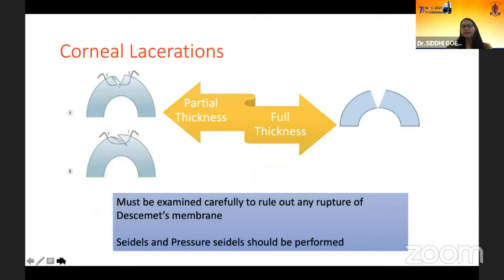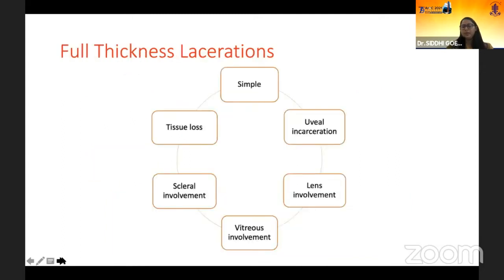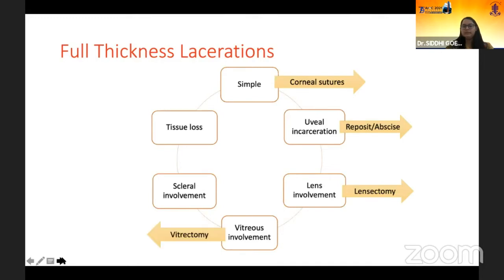So coming down to corneal lacerations, they can be further divided into partial thickness and full thickness lacerations. As discussed, Seidel's test and pressure Seidel's test should be performed to differentiate between the two. Now coming to full thickness lacerations, they can be simple lacerations, which can be simply managed with corneal sutures. If there's associated uveal incarceration, it can either be reposited or abscised based on the scenario of the case. If there's associated lens involvement, a lensectomy may be required. If there's associated vitreous involvement, we may have to go ahead with a vitrectomy. For scleral involvement, we need scleral sutures. And if there's associated tissue loss, a patch graft or a penetrating keratoplasty may be required.